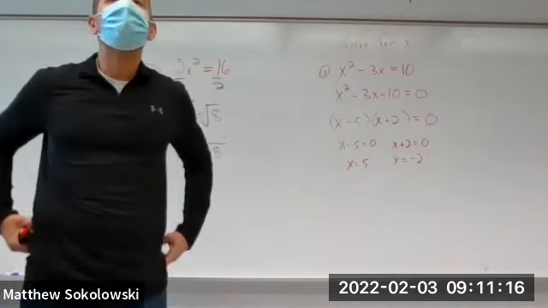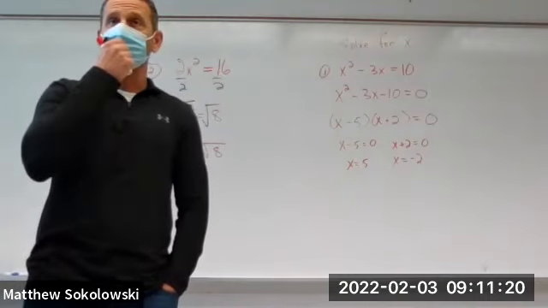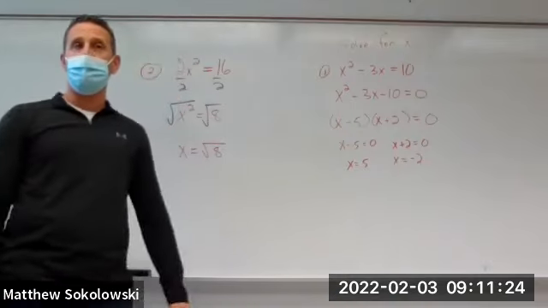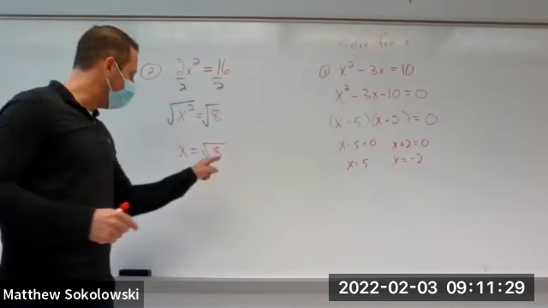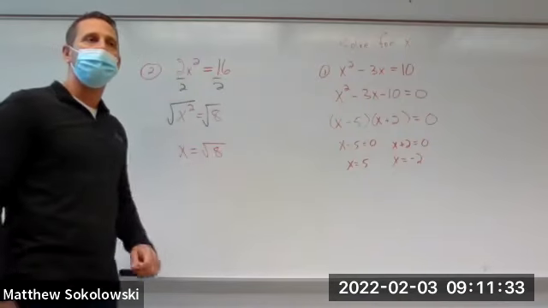Now, there's 3 conditions in order for a radical to be simplified. The first one is the radicand. Radicand is the number underneath the square root sign. This is a radical. This is a radicand. That number cannot have any perfect square factors.